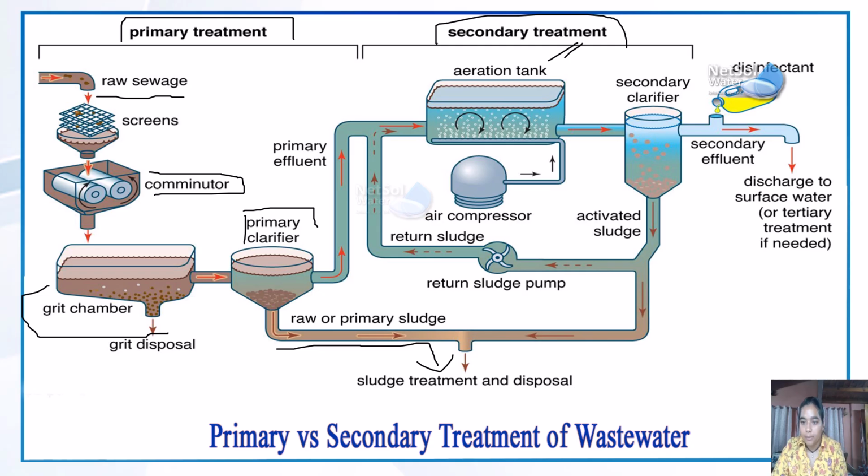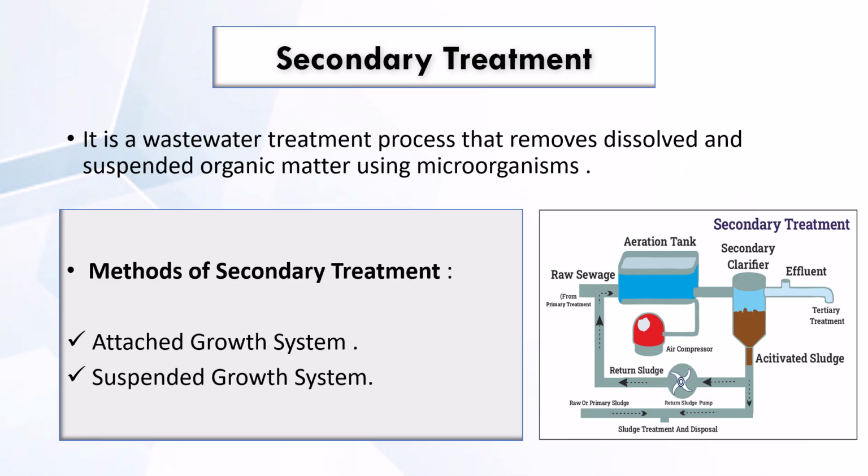Then comes the secondary treatment. Secondary treatment is a biological stage of wastewater treatment that aims at removing the dissolved and suspended organic matter by using microorganisms. It relies on microorganisms, mainly bacteria, that break down the organic pollutants naturally present in the wastewater. This stage significantly reduces the BOD level and makes the water safe for further use and treatment. There are two types of methods of secondary treatment.